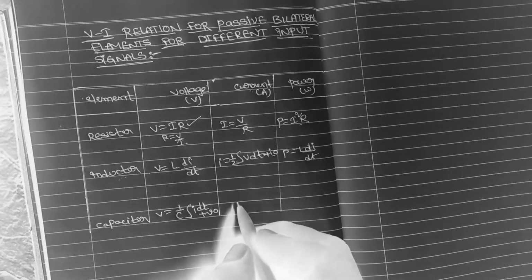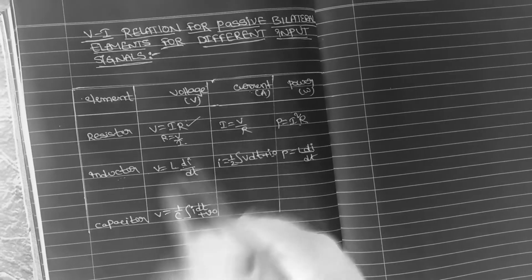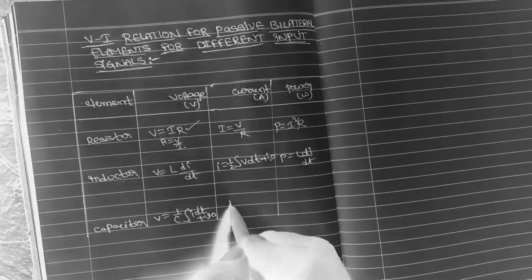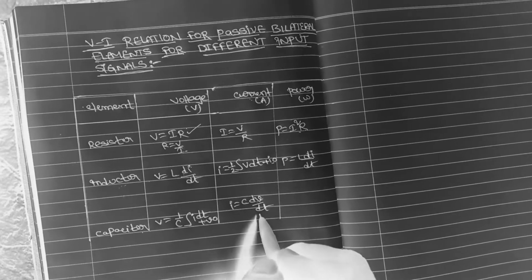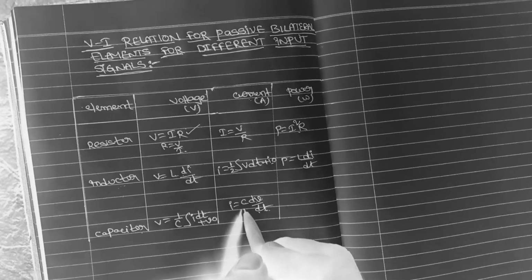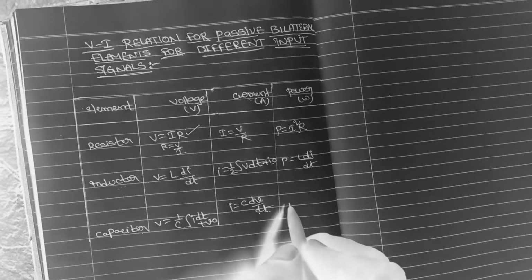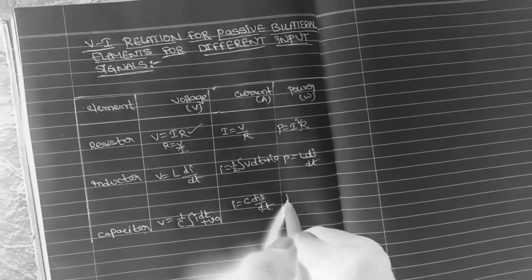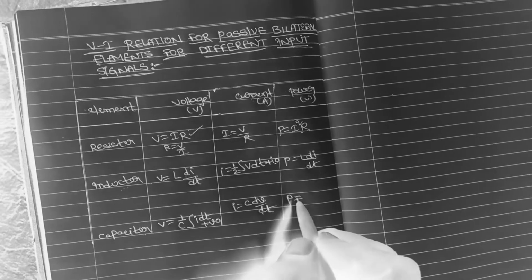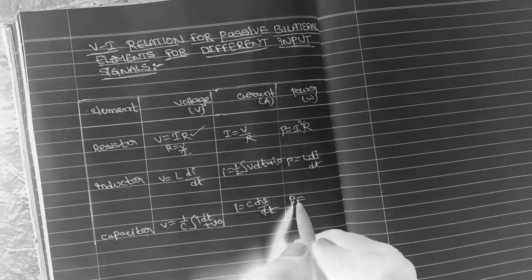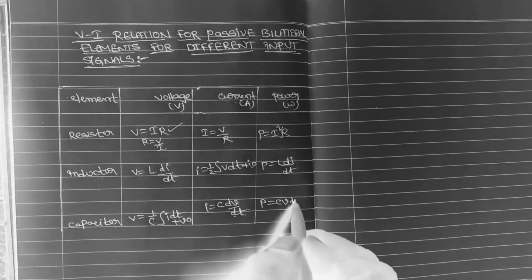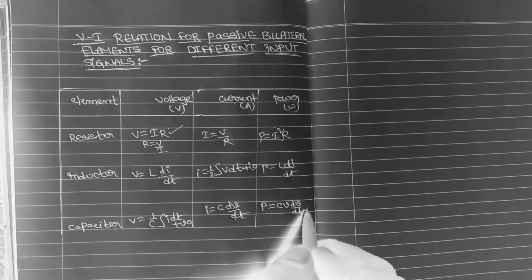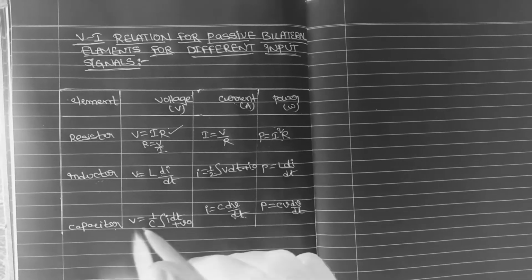And the current expression for the capacitor is I is equal to C into dV by dt, the change in voltage with respect to time. This is the current expression for the capacitor. Finally, the total power equation for the capacitor is P is equal to CV into dV by dt.